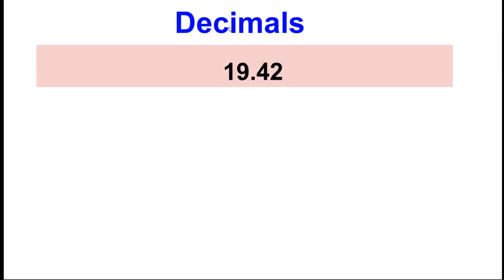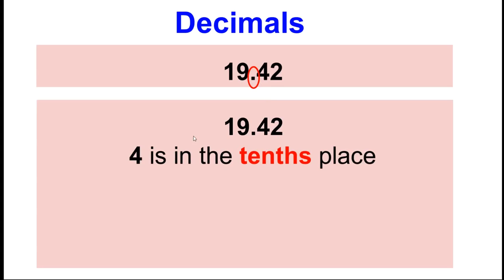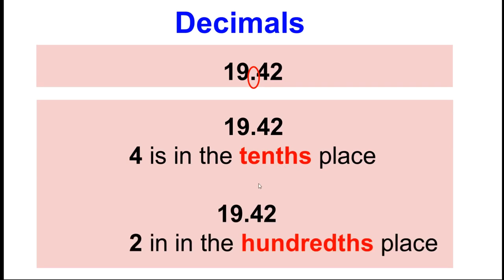Decimals. Here you can see a number with a decimal. We have the number 19.42. This dot, or this point, is what we call a decimal point. 19.42. And here I can say that I have my 4 in the tenths place. Be careful, not tens, but tenths. And in the number 19.42, I have the 2 in the hundredths place.